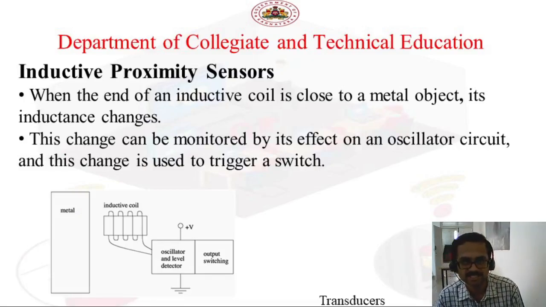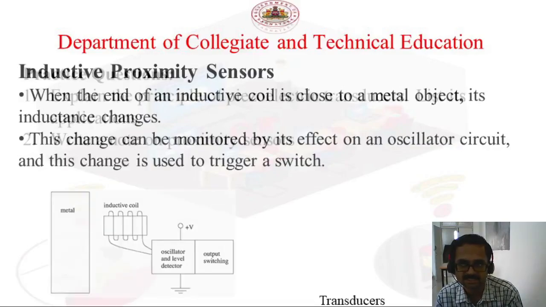As you know, inductance depends on how much flux links with the conductor. So when you bring a metal object close to the coil, its inductance changes. If you connect the sensor to an oscillator circuit, you can sense the change in the frequency, which indirectly gives you the change in the inductance. By measuring the change in inductance, you can measure the distance between your sensor and the object. Okay, so this is the working of the inductive proximity sensor.